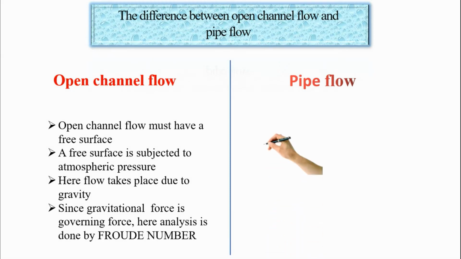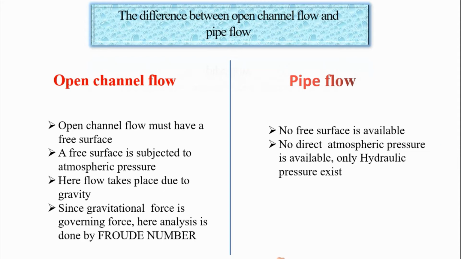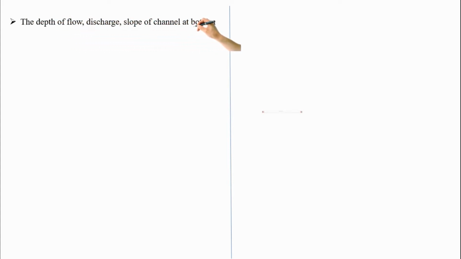No free surface is available in pipe flow. This is because in pipe flow, the pipe flows with full discharge under hydraulic pressure. That indicates the flow in the pipe takes place due to the pressure difference. In pipe flow, the analysis is done by Reynolds number. In open channel flow, the depth of flow, discharge, slope of channel bottom, and of the free surface are interdependent. In pipe flow, there is no dependency between these parameters.